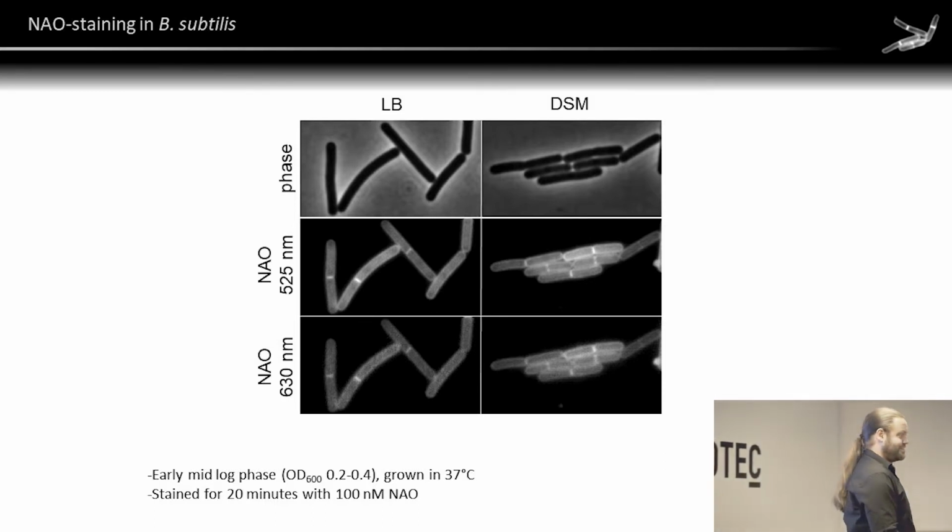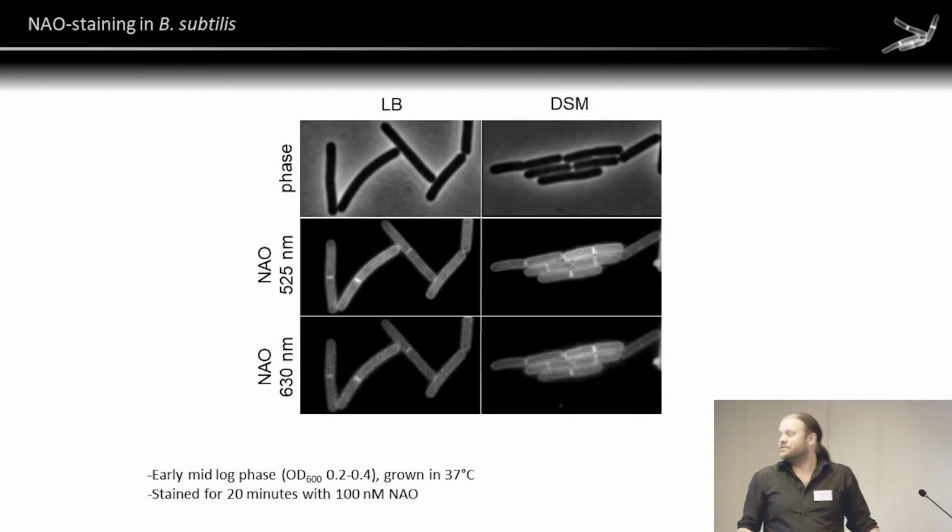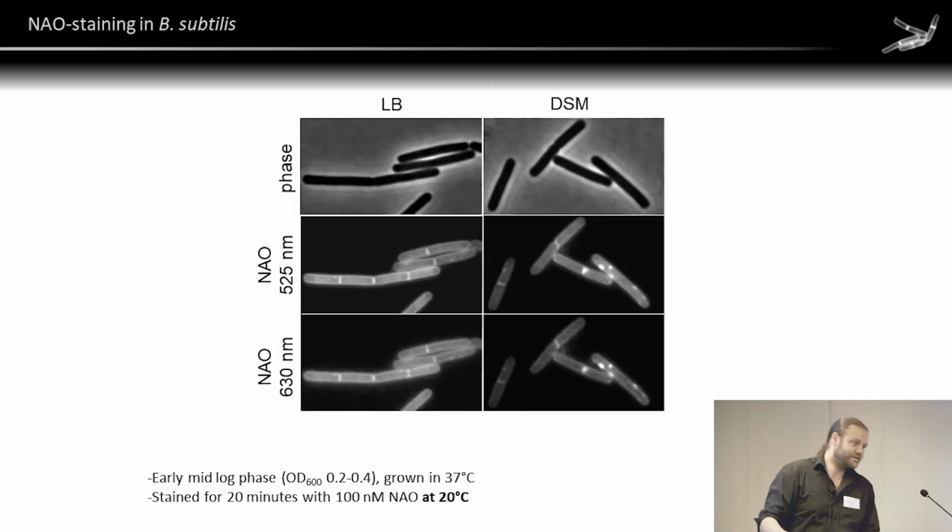So that was the first surprise for us, that actually this is what's going on in there. So we went more carefully, repeating the original experiments from the paper. And one of the key differences we found was that when we do our experiments, we grow the cells at 37 degrees, and we also stain the cells at 37 degrees, whereas in the original paper, the staining was described to have been done at room temperature.